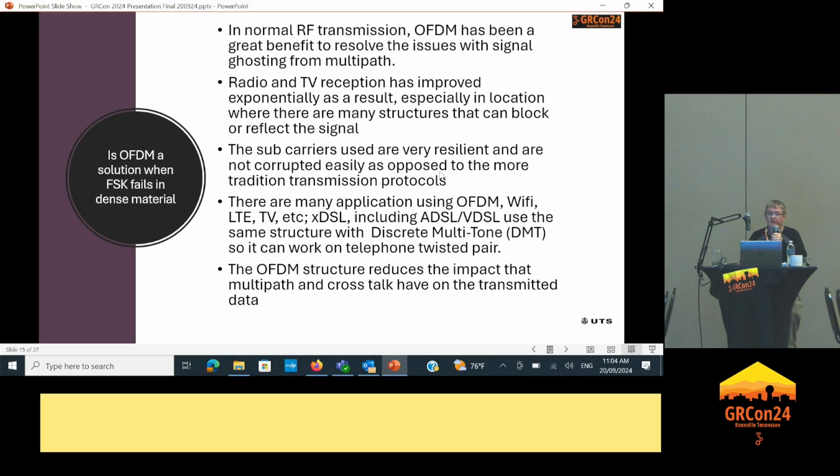The subcarriers used are very resilient and are not corrupted easily, as opposed to more traditional transmission protocols. There are many applications using OFDM: Wi-Fi, LTE, TV, and DSL. ADSL and VDSL use the same structure with discrete multitone, so it works on telephone twisted pairs, which is quite good. The OFDM structure reduces the impact that multipath and crosstalk have on the transmitted data.